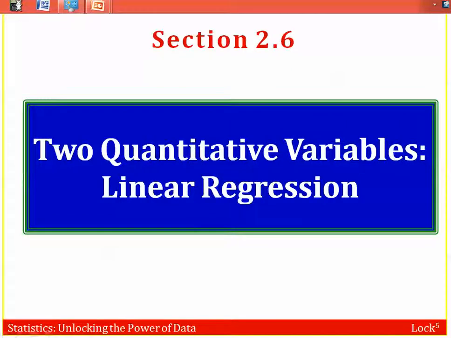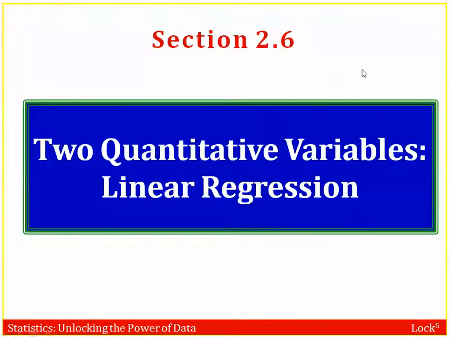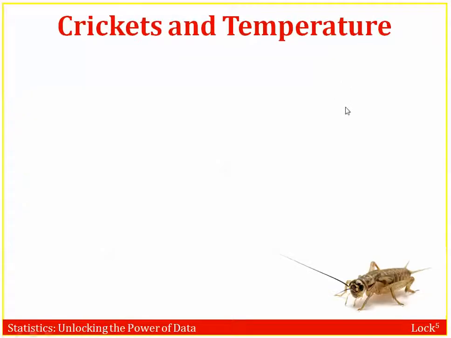Okay, here's a little video about section 2.6. We're talking about maybe the first new thing, linear regression. As opposed to correlation, regression is the act of actually making a line. Correlation is the act of looking and seeing how linear things are. So we've got two things, and this is the second of the two.